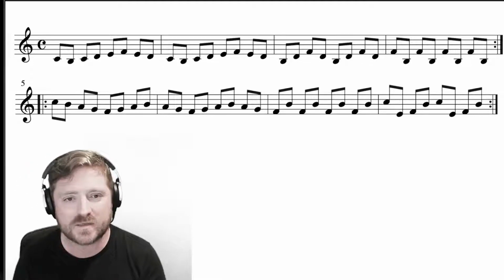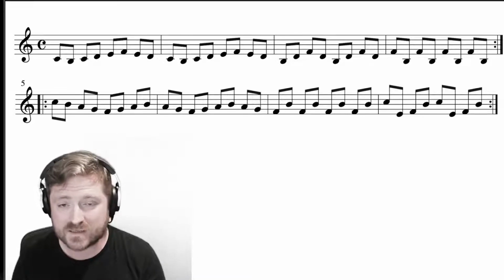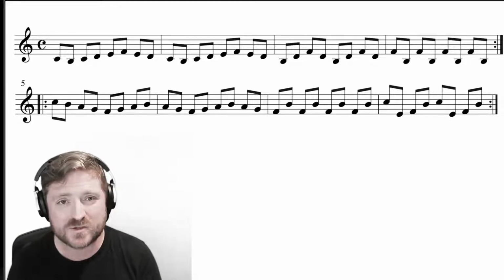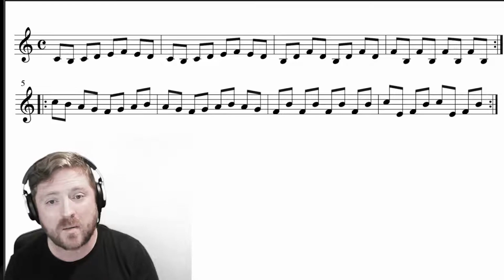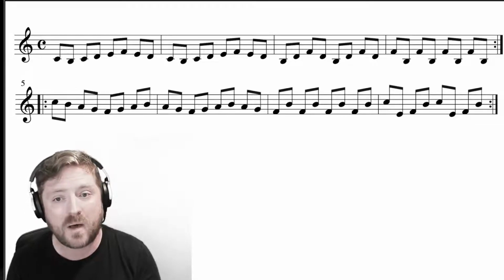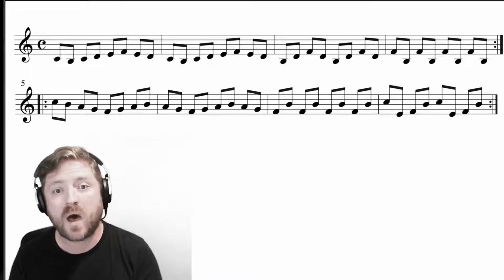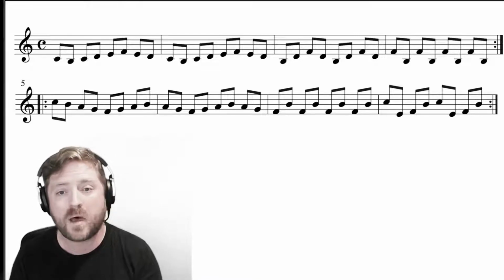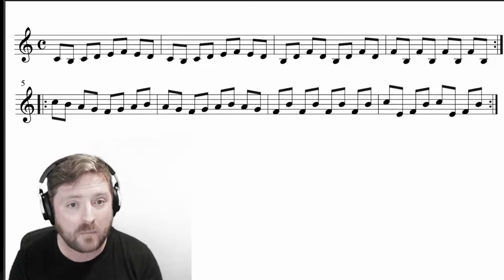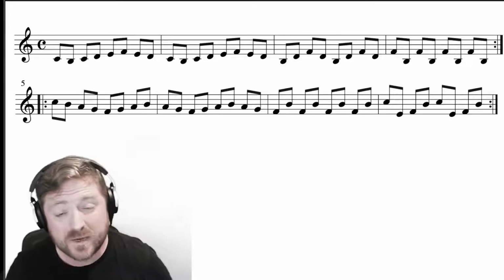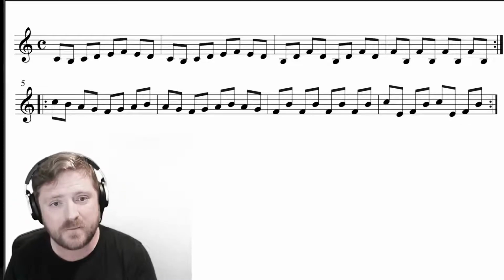Let's try it on a different pitch. As far as you're concerned, it's still the same. We're singing the same shapes, but we're moving it to a different pitch. 1, 2, 3, 4. Ma ma ma ma ma ma ma ma, and again. Ma ma ma ma ma ma ma ma. Very nice.